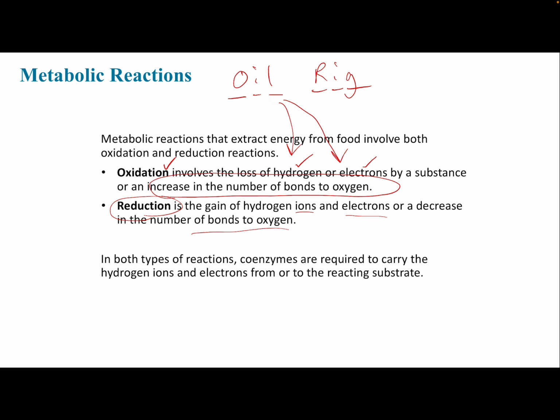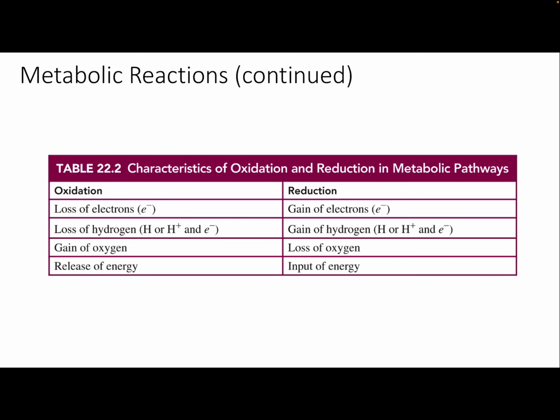Now, in both types of these reactions, the coenzymes that we're going to be talking about are required to be sort of an intermediate between, let's say, something being oxidized and something being reduced, where hydrogens are being removed and added. One of these coenzymes is going to take the hydrogen from someone and then give it to someone else. And so the coenzyme itself will be both oxidized and reduced. That's why they're such versatile molecules. They can oxidize or reduce depending on what form they're in. So this should help a little bit with the definition of reduction and oxidation.